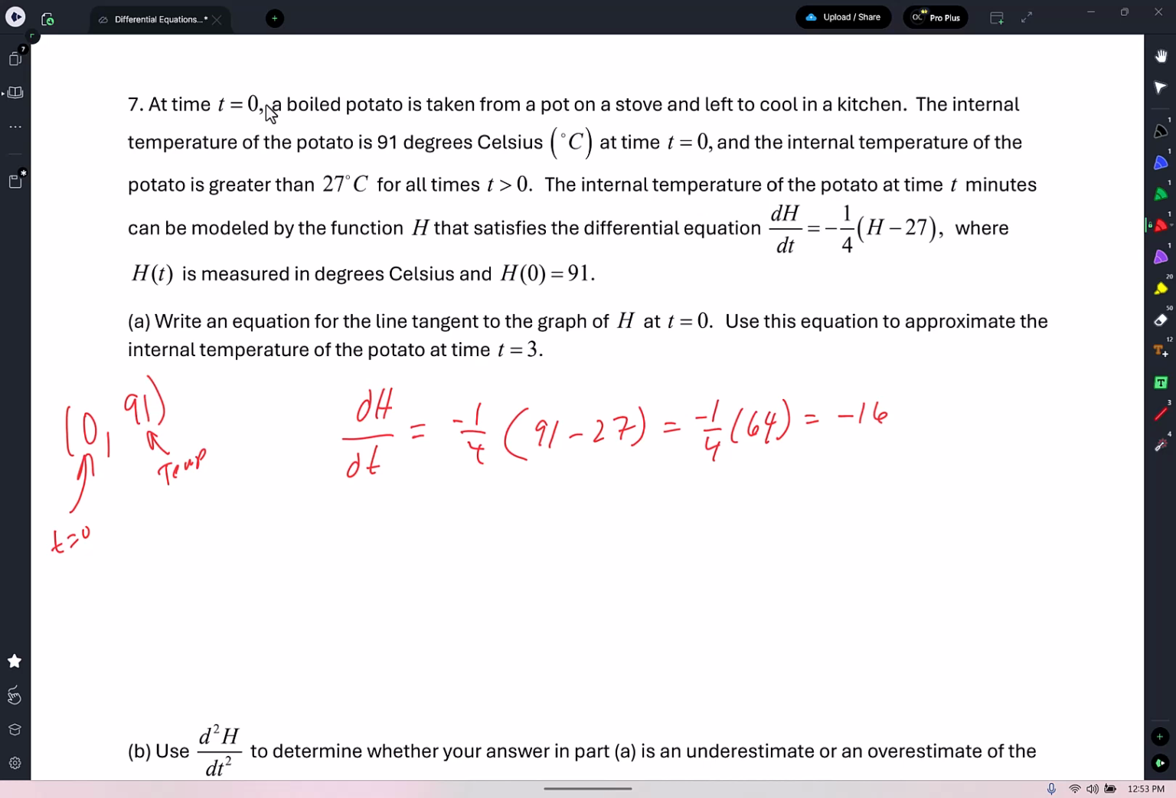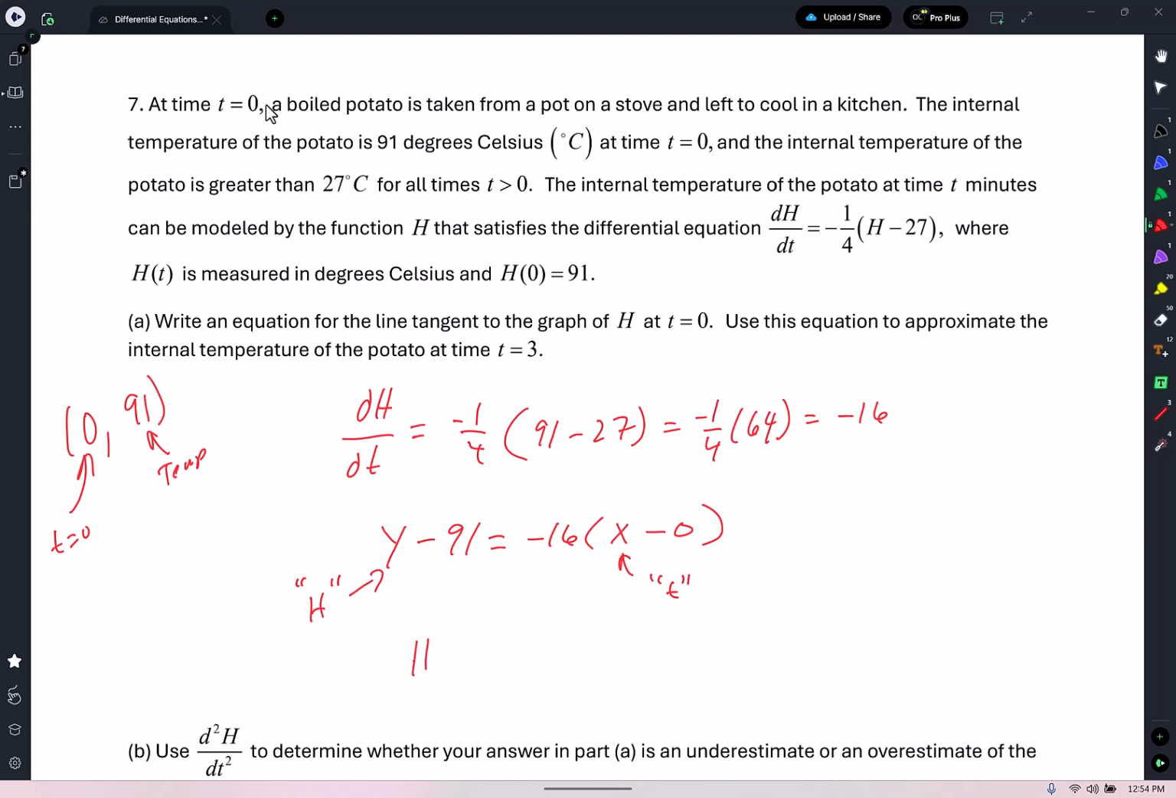That's my slope. So my tangent line is y minus 91 equals negative 16 times (x minus 0). There's my tangent line, guys. And I know this is really h, that's really your temperature, and that's really a t. I guess I don't have to put them in quotes, but there it is. So that's what I'm going to use.